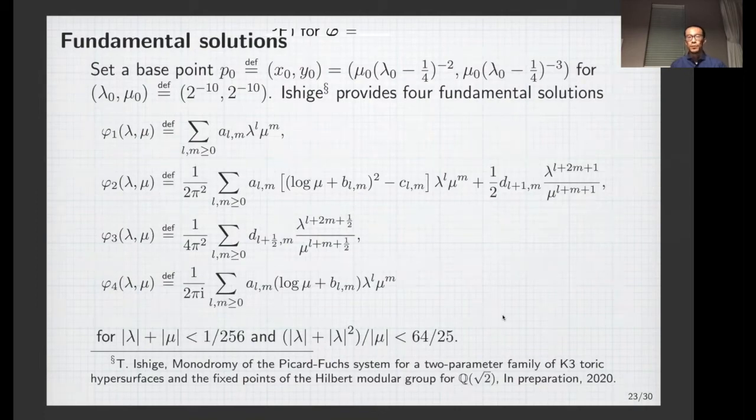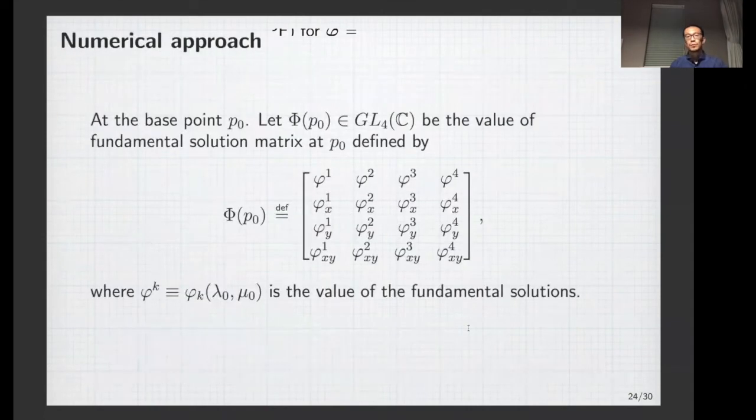We set a base point P0 by using x0 and y0, parameterized by the lambda 0 and mu 0 variables. The lambda 0 and mu 0 variables are defined by the value 2 to the minus 10. And my collaborator, Toshimasa Ishige, provides the following 4 fundamental solutions by using power series formulas, phi 1, phi 2, phi 3 and phi 4, which are very complicated. These fundamental solutions are defined only in this domain for the parameters lambda and mu, and by using this formulation, I would like to rigorously enclose the value of the fundamental solution matrix at the base point P0.